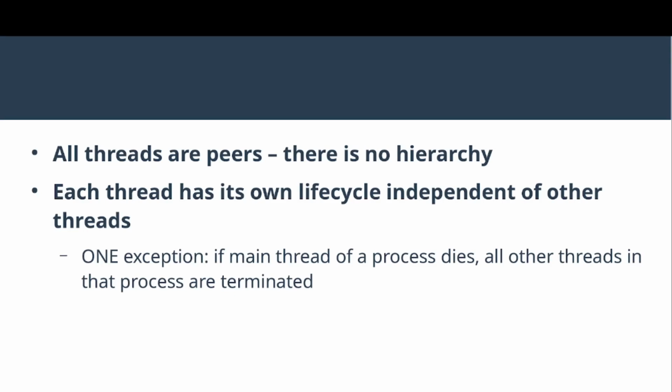Now, if the main thread of a process dies, all other threads in that process are terminated. You'll recall that we learned that each process has at least one thread. In the case of a C program, as we saw, that main thread is the main function. And now if the main function were to return or to call exit, all other threads in that process will be terminated and the process itself will be terminated.